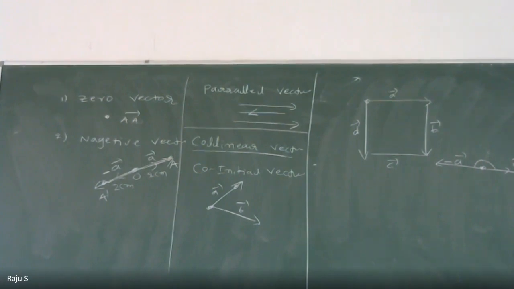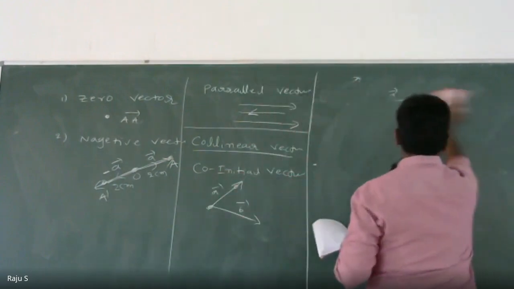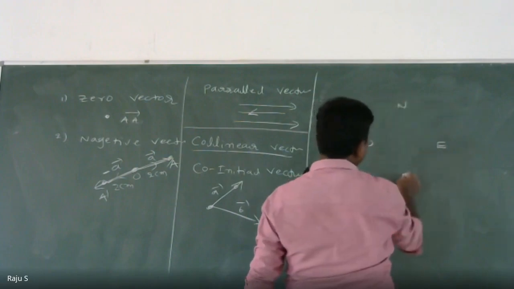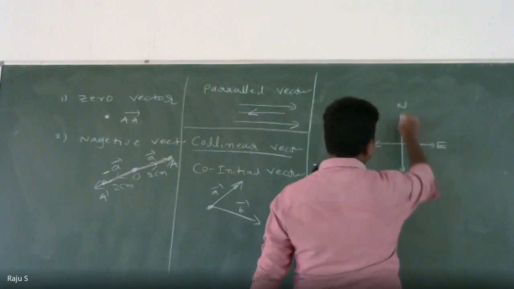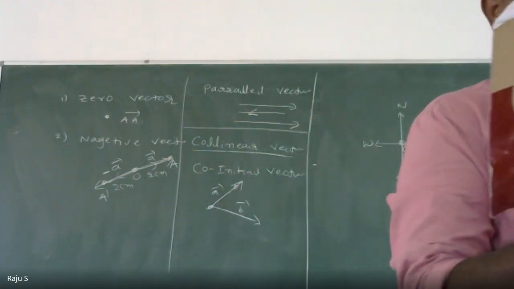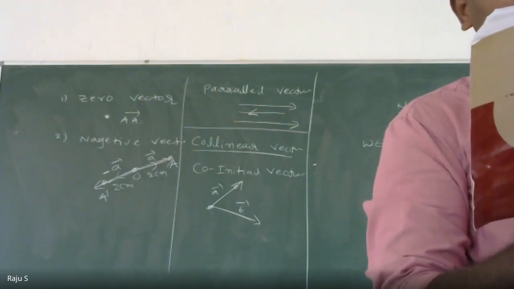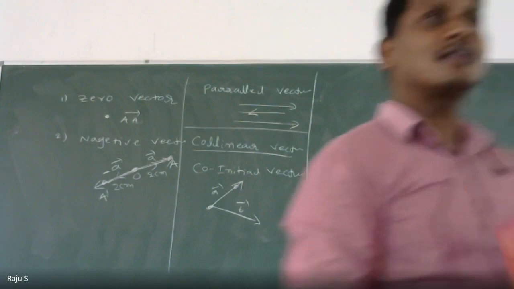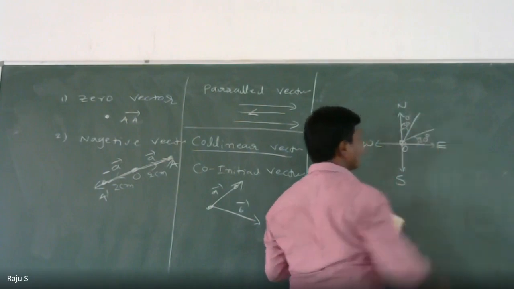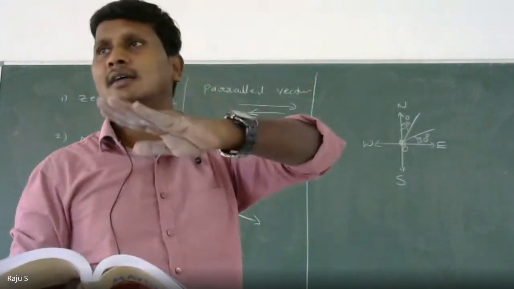First question. Students, what is the answer for this? Represent graphically a displacement of 40 kilometers, 30 degrees east of north. 30 degrees means we can consider either this is the right answer or else this is the right answer. First one is right, second one is right. Second one is right. Okay, east of north. From the north, we can take the east side with 30 degrees.